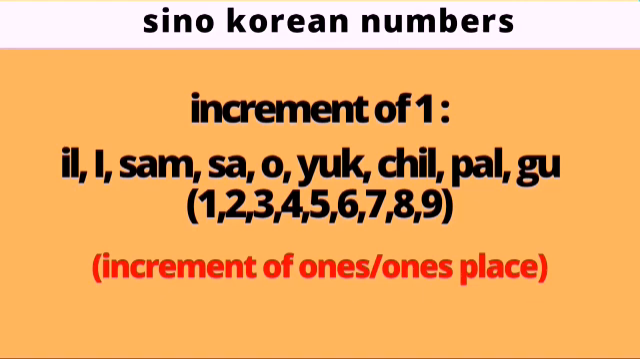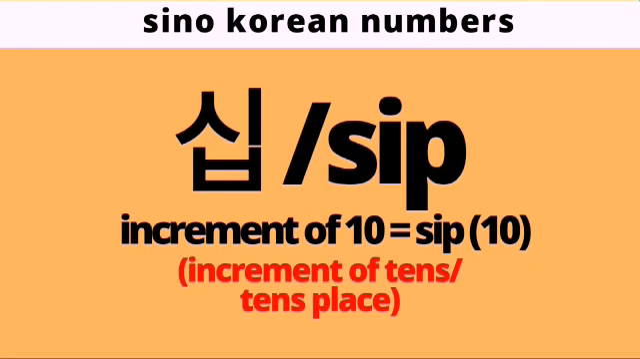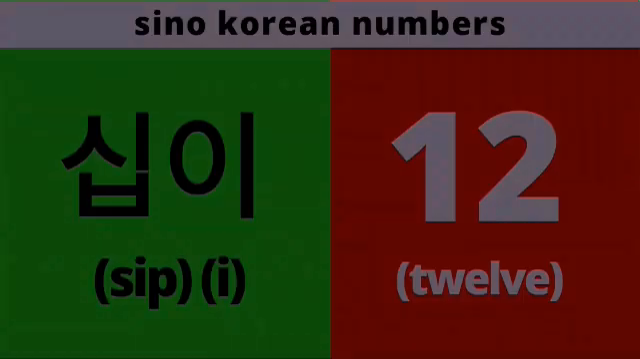So by convention, let's call these numbers increments of ones, or the ones place when it comes to mathematics. This convention would be very useful in the following parts of this video. If we have increments of 1, we also have increments of 10. If you remember, ship is the Sino-Korean version of number 10. But for Sino-Korean numbers that are higher than 10, we also use ship to indicate an increment of 10. This is similar to the tens place in mathematics.